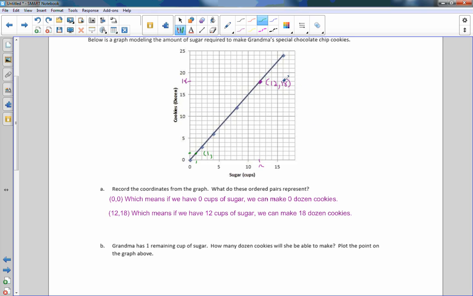And what that is basically is your constant of proportionality. So R is the same as K, which is the same as Y over X, which is 18 over 12 in this case. And if I reduce, half of 18 is 9, half of 12 is 6. 9 will be divisible by 3. 3 times 6 divided by 3 is 2. So there is my constant of proportionality. So when I get to 1 and I go up here, I'm at 3 halves, or 1 1/2. Okay, so if she has 1 cup of sugar, she can make 1 1/2 dozen cookies.